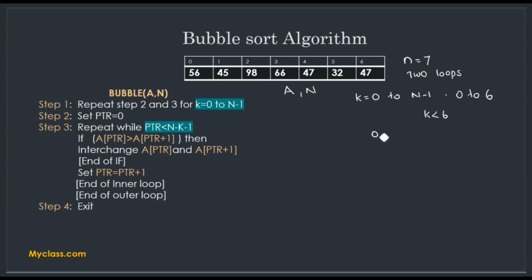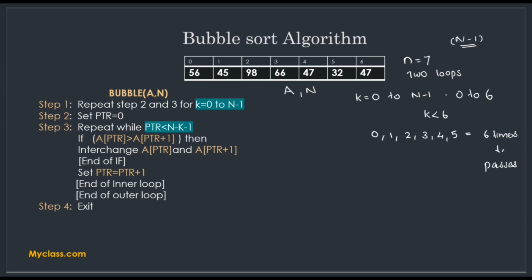So the values of k vary from 0 to 5. In this particular example, the outer loop works how many times? 6 times. Each outer loop iteration we call a pass. So in bubble sort, there will be n minus 1 passes, where n is the total number of input elements in the array, in the data structure. In each iteration of the outer loop, we are doing steps 2 and 3.